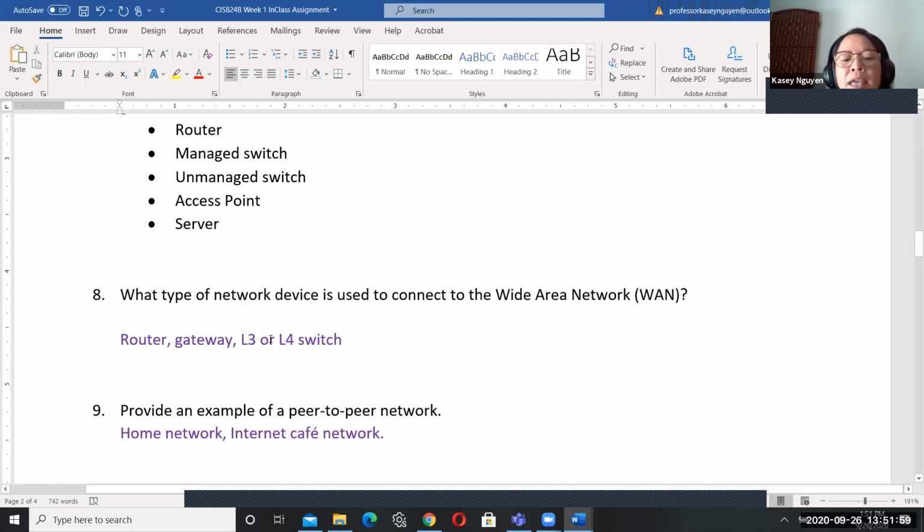So if we want to buy a smart switch, sometimes they call it a smart switch or a layer 3 and up switch, you can use it for routing as well. But traditionally, the router's job is to route traffic in and out, and it can be called a gateway.